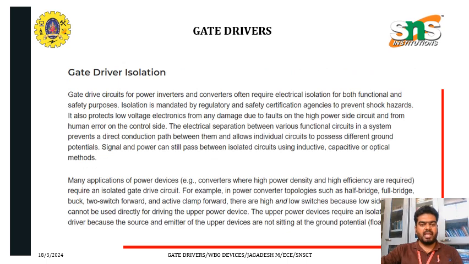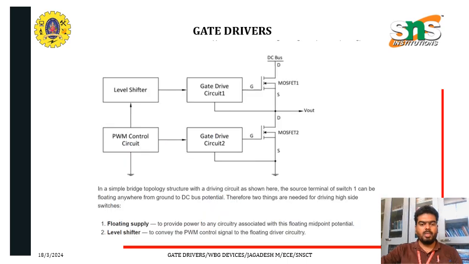Gate driver isolation means that many applications of power devices require an isolated gate circuit. For example, in power converter topologies such as half bridge, full bridge, buck, and two switch forward and the active clamp forward, these high and low switches cannot be used directly for driving the upper power devices. Here the floating supply level converter gate driver circuit 1 and 2 is given. This is the circuit diagram.